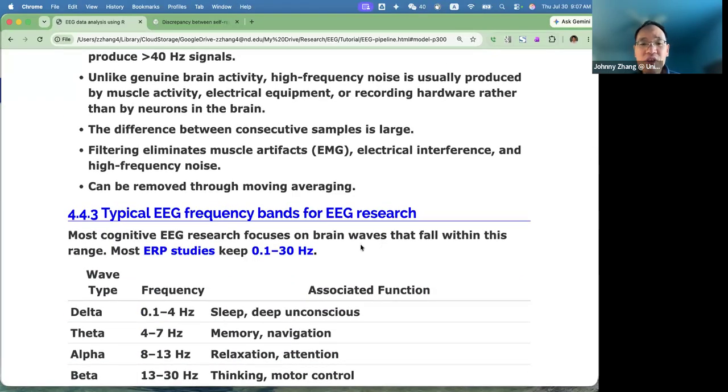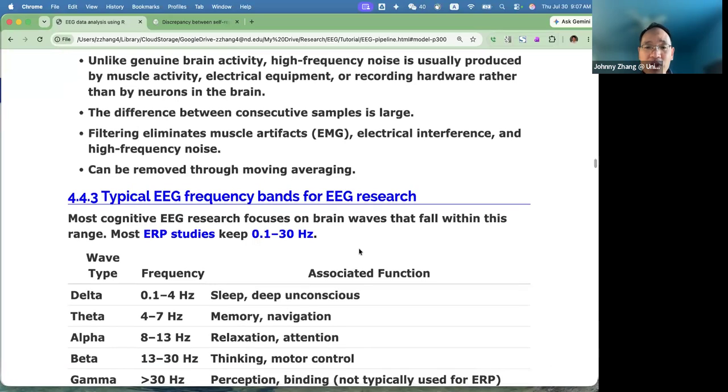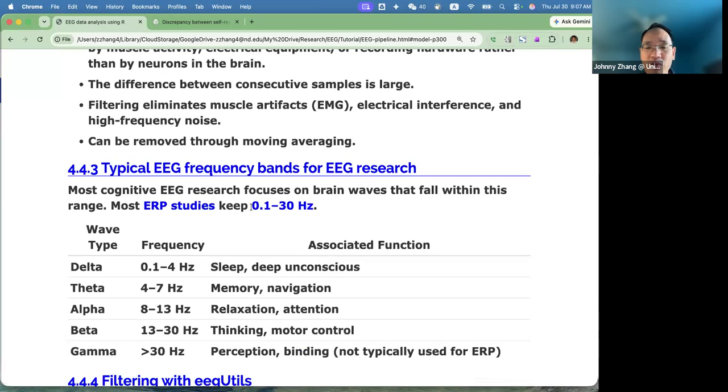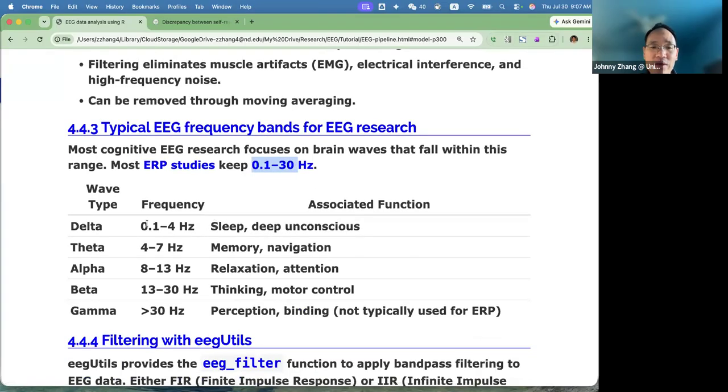Oftentimes the useful frequency for EEG research is between 0.1 and 30 hertz. For example, the frequency between 0.1 and 4 hertz usually relates to sleep and deep unconsciousness functioning. Frequency between 5 to 7 hertz usually relates to memory and navigation functioning, things like that. So therefore, oftentimes we only keep frequencies within this range.